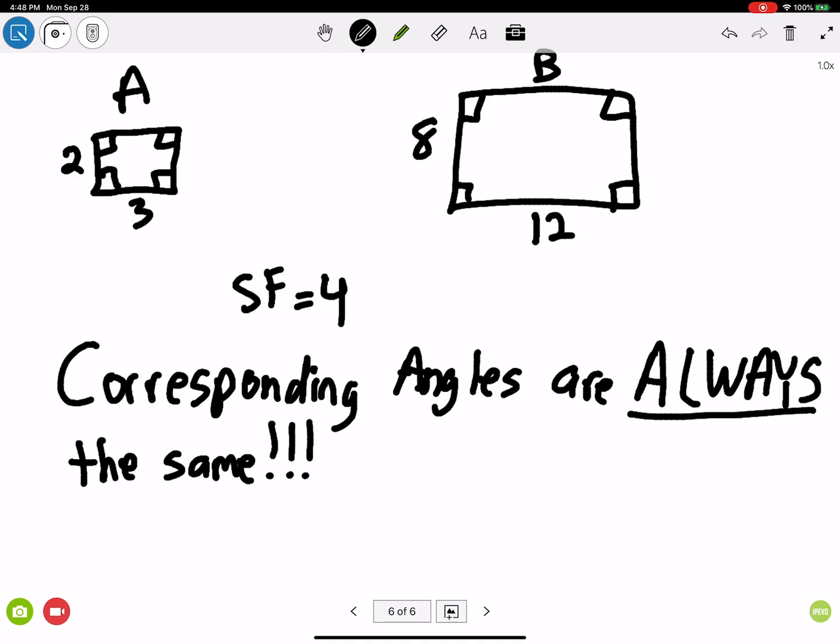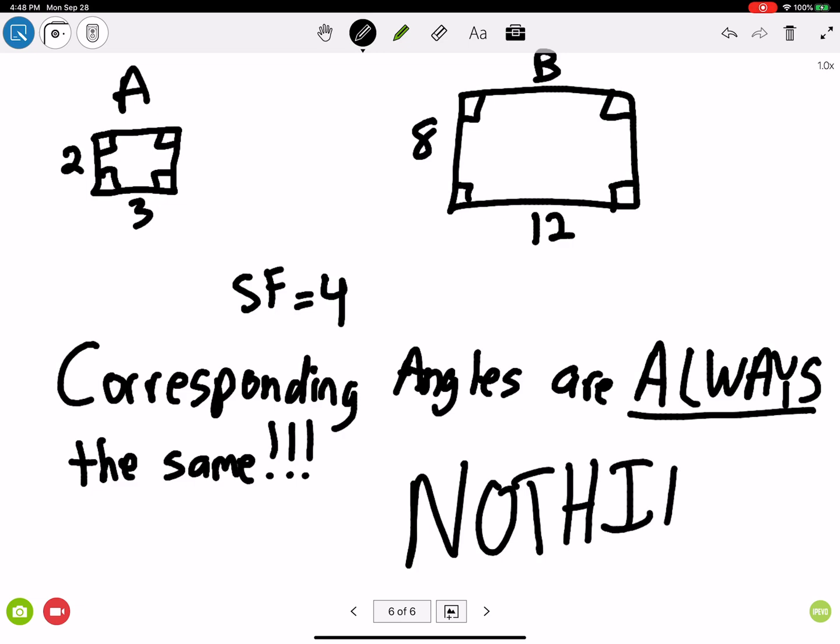You know what the scale factor does to the angles? The scale factor does nothing. Absolutely nothing. The scale factor has no bearing on the angles, only on the sides and the perimeter and the area, but we're going to get to that later. As of right now, corresponding angles do not change. They are always the same. Otherwise, when you apply a scale factor, the shapes won't be the same. So it won't be an exact model.